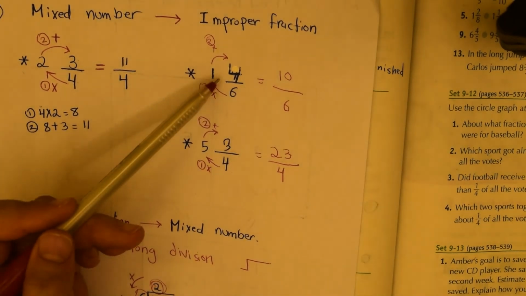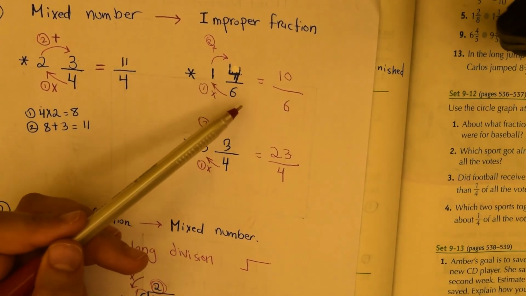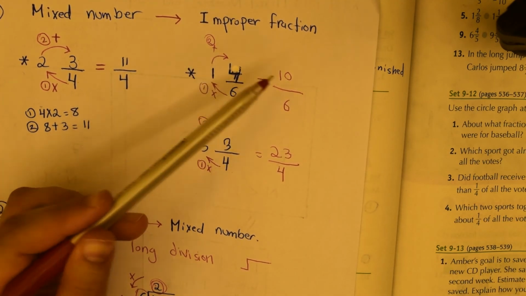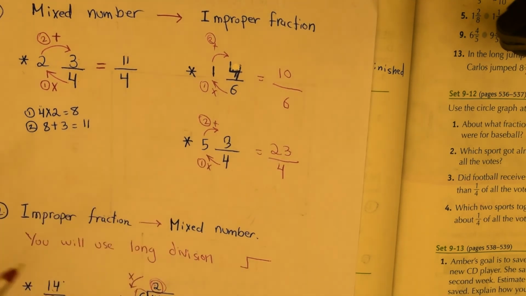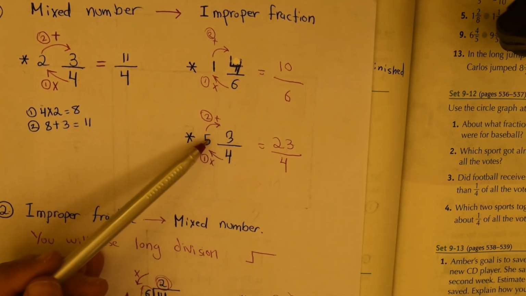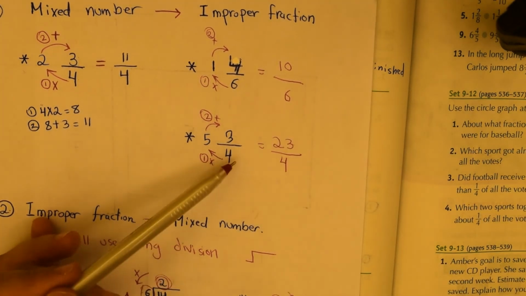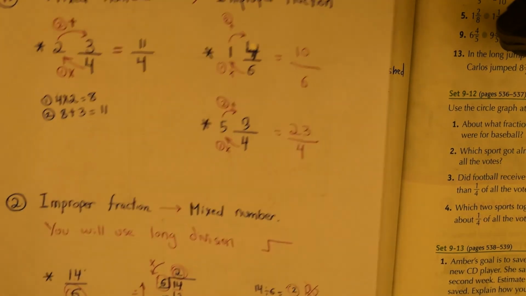Here I have a mixed number. I will multiply the denominator by the whole. It will give me 6. 6 added to 4 will give me 10 over the same denominator. And here I will multiply 4 times 5 equals 20 plus 3 equals 23 over the same denominator.